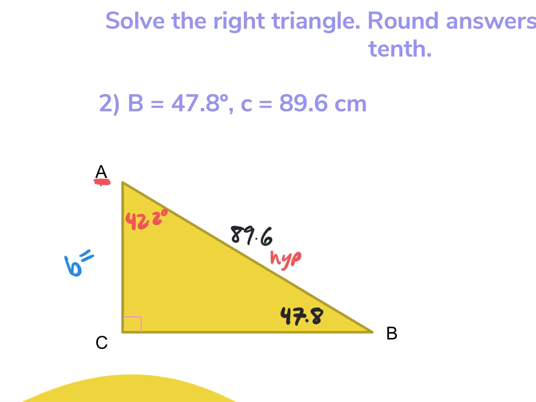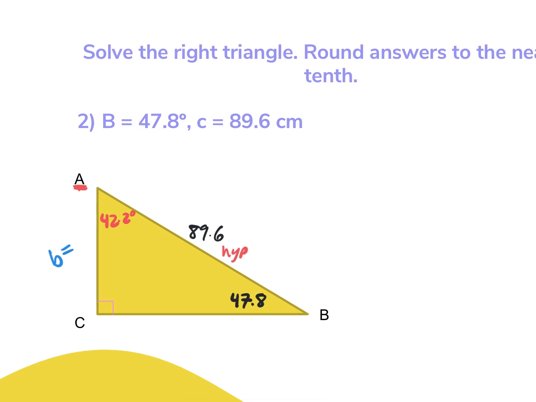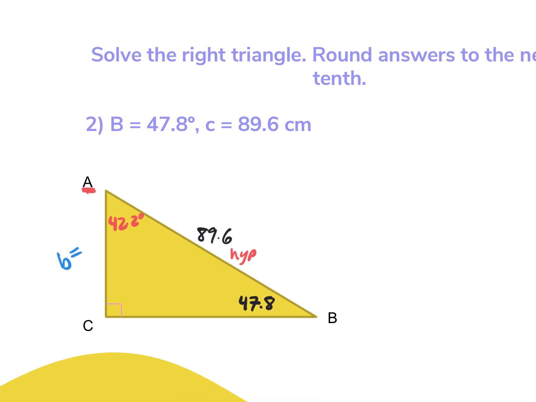All right, I don't know what side B is, so we can use any of our trig functions to solve for it. I'm given a hypotenuse, and let's say I want to use angle B to try to find it. Well, I know that side B and angle B are opposites, so if I need an opposite and I have a hypotenuse, I would use sine.